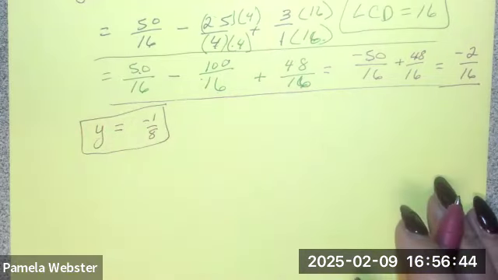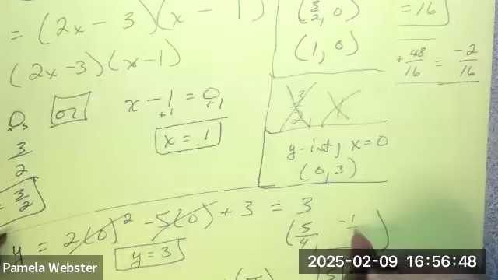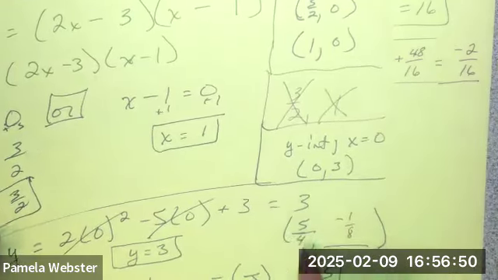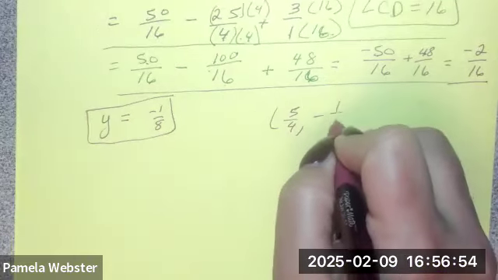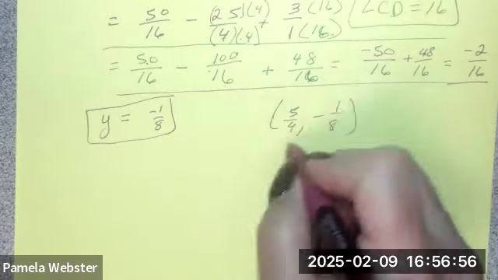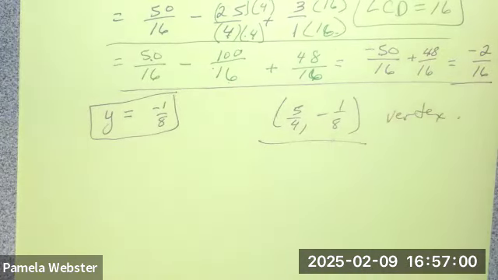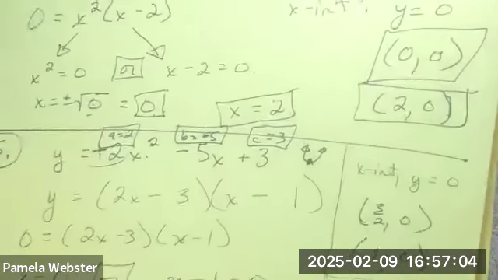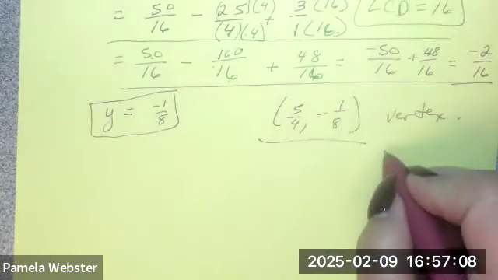Okay. And if you remember, we're looking for the vertex, so that is the y value. The x was 5/4. The y is negative 1/8. There's my vertex. Absolutely. Okay. And as a reminder, we said he's a minimum, right? Because this is a happy face. So he's at the bottom of the parabola.